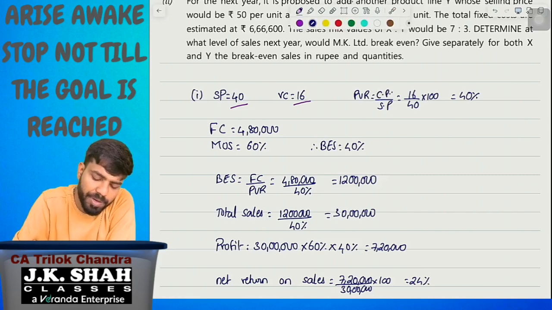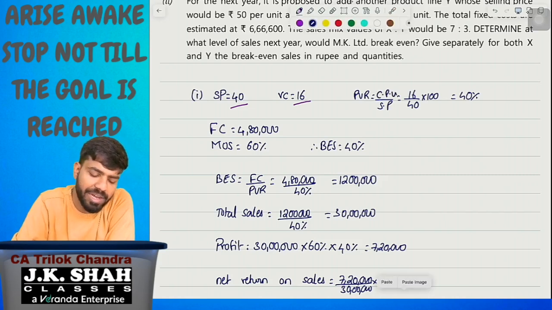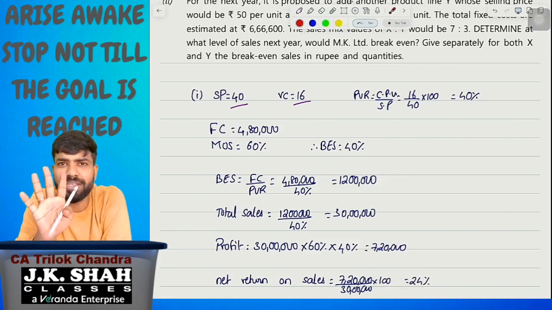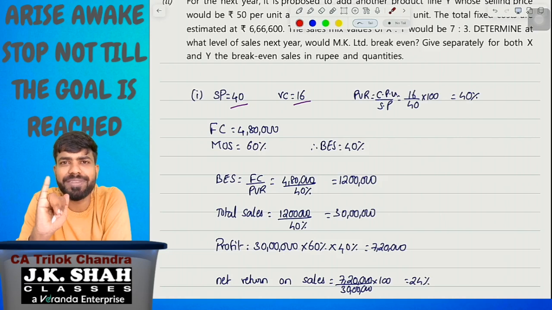PVR is equal to contribution per unit divided by selling price. I told you already, whenever it comes to PV ratio, we have four formulas. We have discussed four formulas: contribution divided by sales, contribution per unit divided by selling price, change in contribution divided by change in sales, and change in profit divided by change in sales.